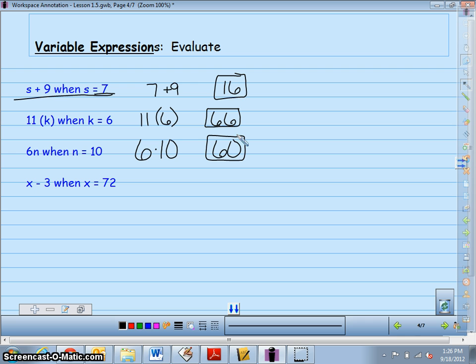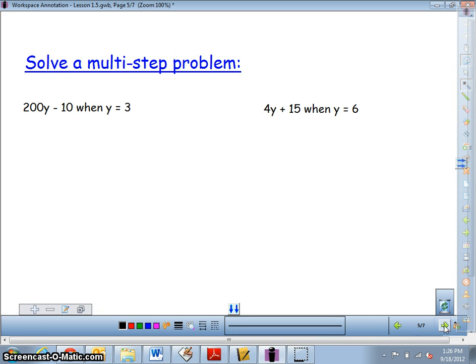And last but not least, x minus 3 when x equals 72. I'm going to plug in 72 for x. And my answer is 69. Good job. Let's keep going.